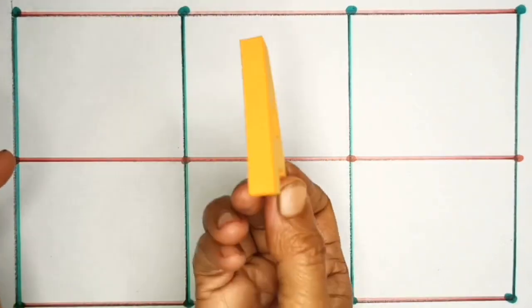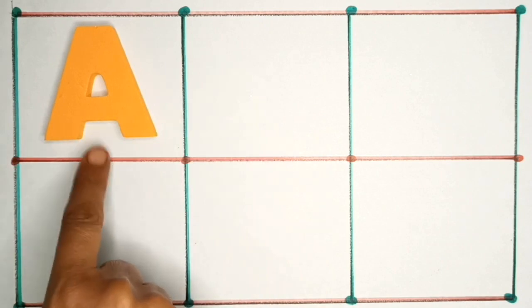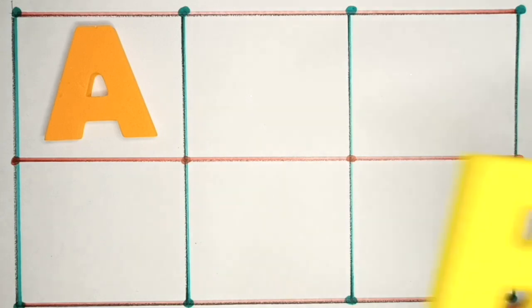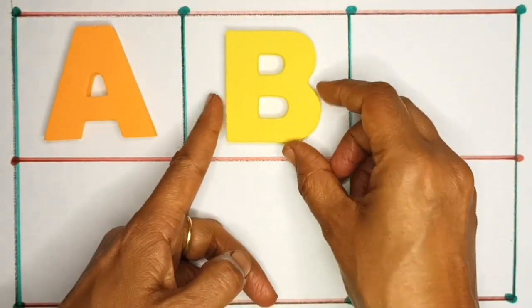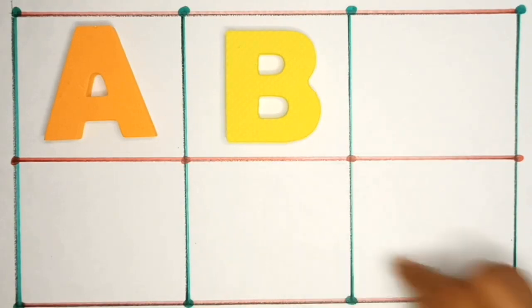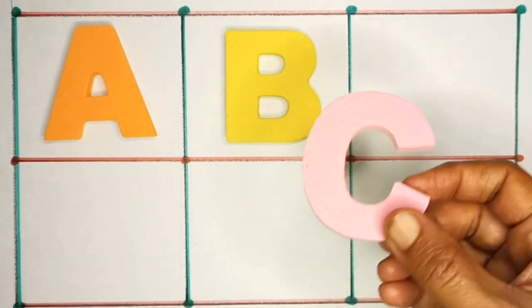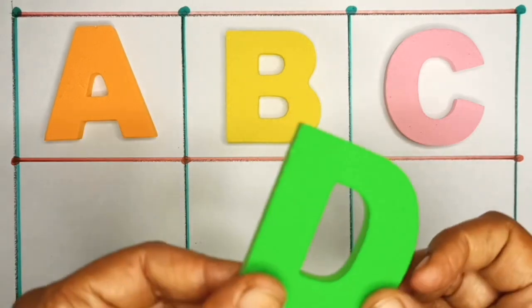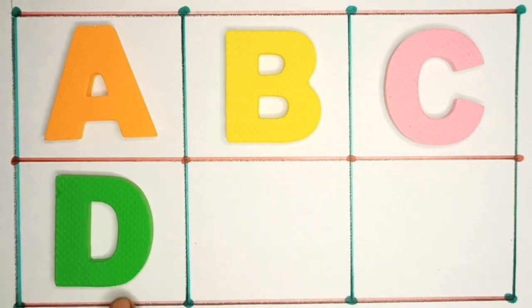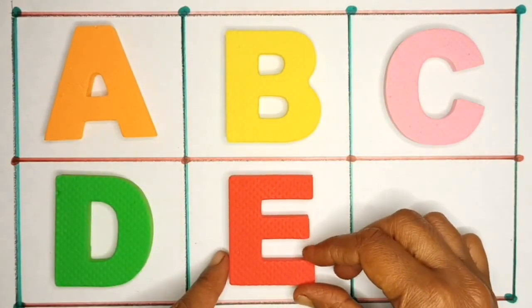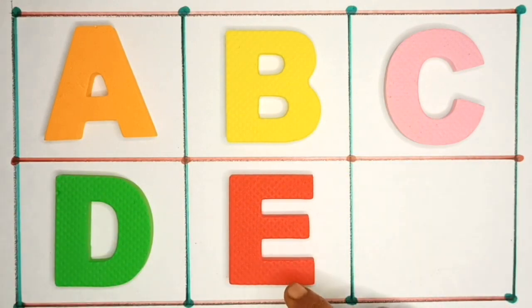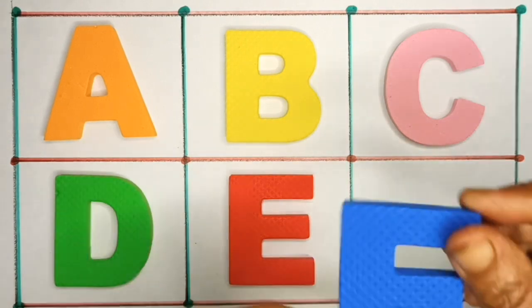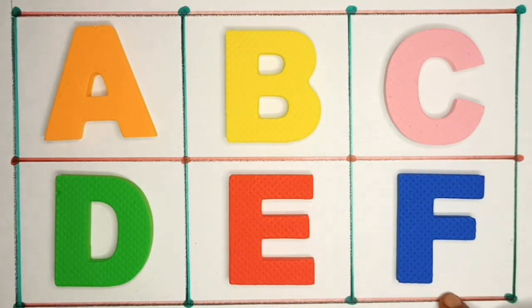A, A for apple. B, B for ball. C, C for cat. D, D for dog. E, E for elephant. F, F for fish. Thank you.